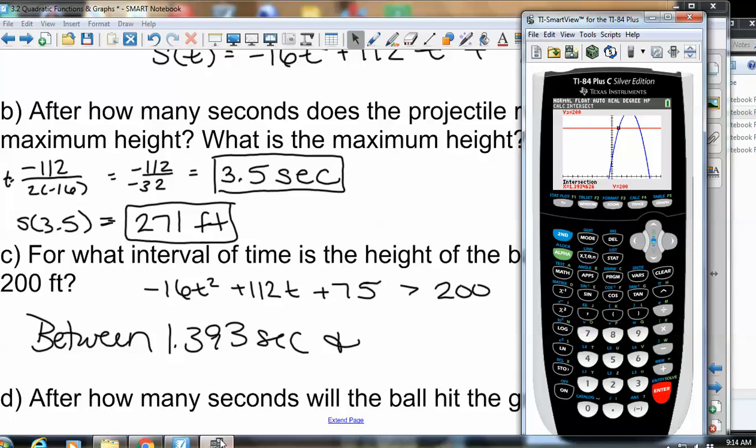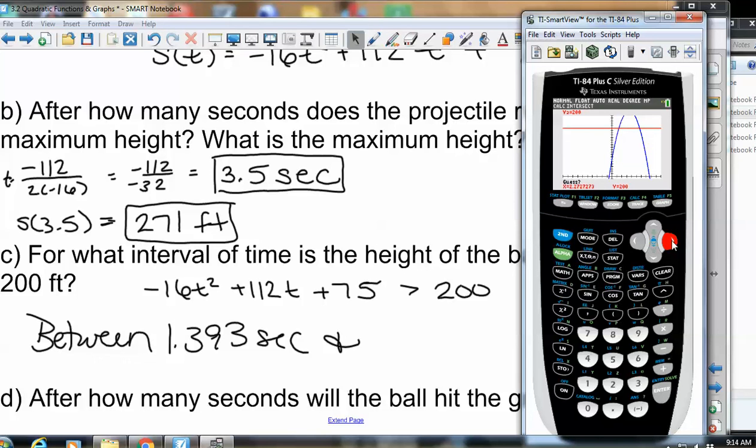Now let's find the second one. So to find the second point, you repeat that process. You have to start back with second trace. Intersect is number 5. First curve, you just hit enter. Second curve, just hit enter.